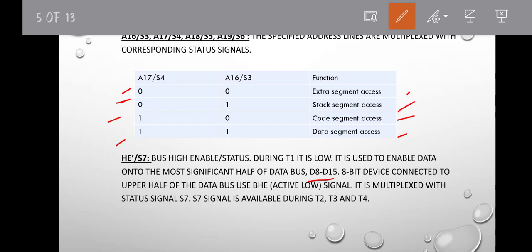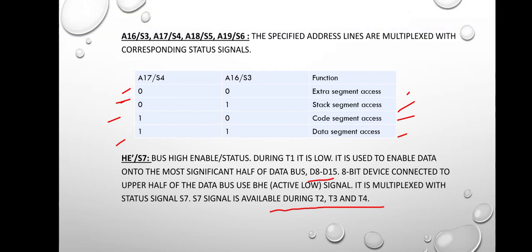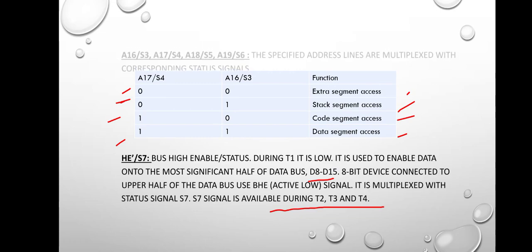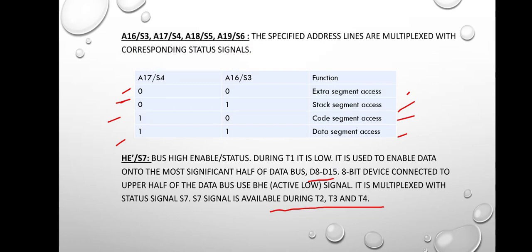It is multiplexed with the status signal S7. The S7 signal is available during T2, T3 and T4. This is about the A16 to A19 pins, and again the BHE and S7 pins.